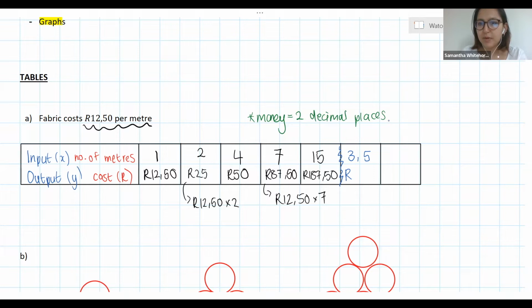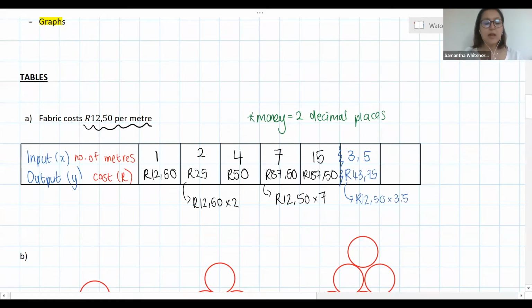Tabang, do you want to help me out? Yes, ma'am. I think the answer will be 43.75. Excellent, well done. Okay, guys, well done. So it's 43 Rand 75. This is because we would take the 12 Rand 50 times the 3.5 meters and we would get our price.